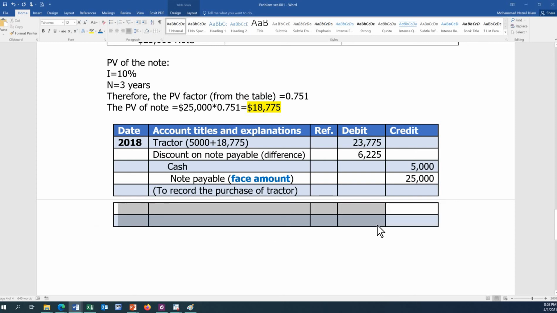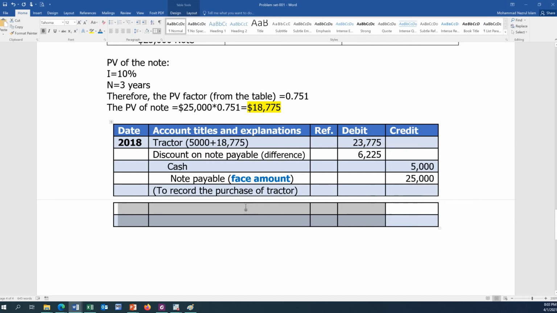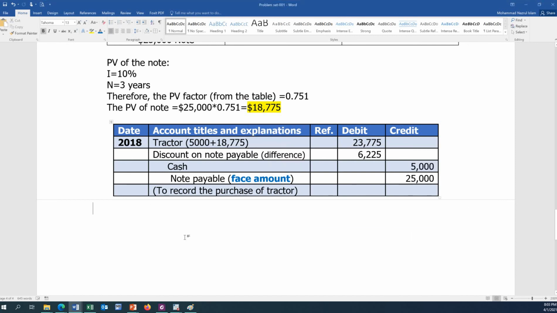And now I'm deleting this entire row. Delete again entire row.